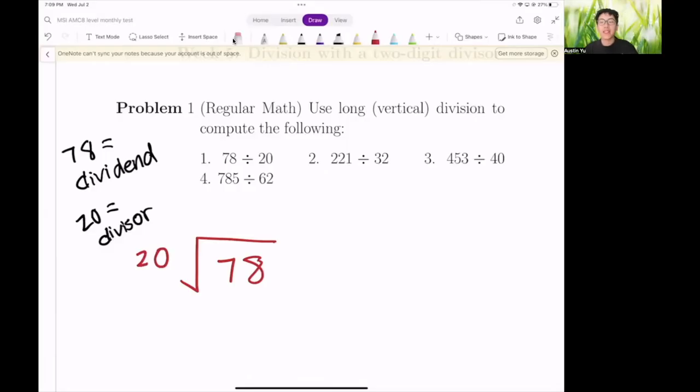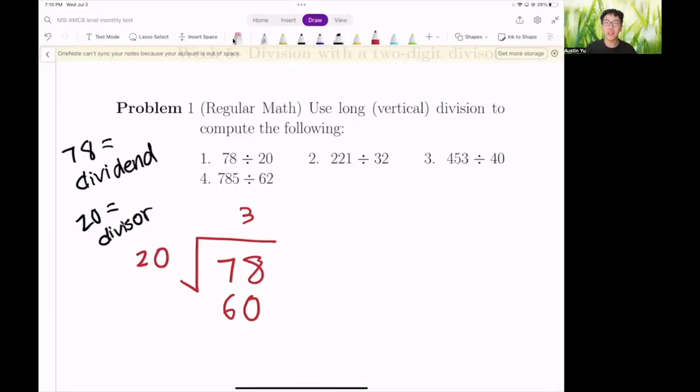And now we're being asked, how many times does 20 go into 78? And we know that the largest number that is a multiple of 20 that doesn't go over 78 would be 60, right? And how many 20s are in 60? We know that's 3. And then we put 60 down here below because that's the largest multiple of 20 that we can get to without going over 78.